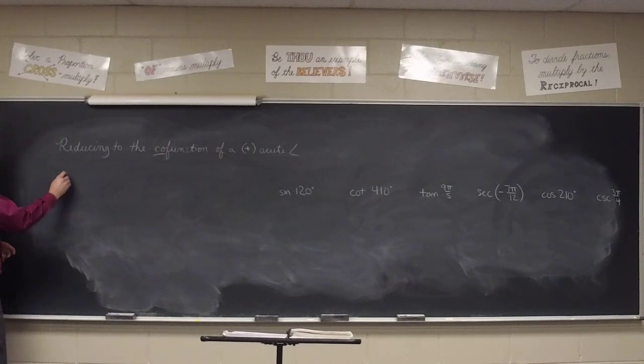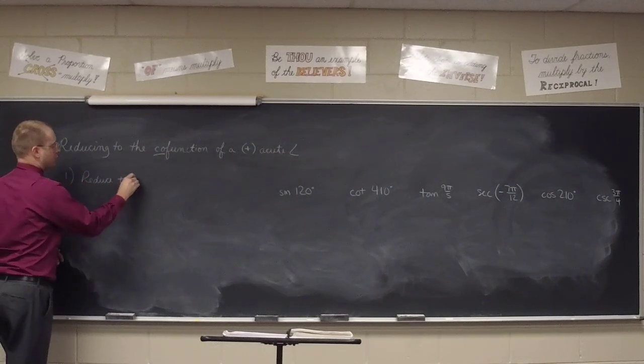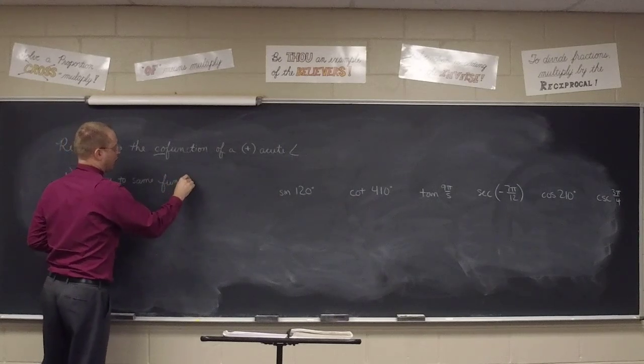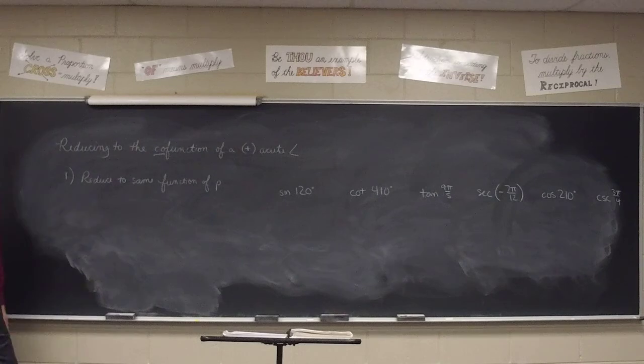Well, step number one is reduce to the same function. Reduce to same function of rho. In other words, do what you just did. The first step is all the stuff we just did. What quadrant, what's the reference angle, ASTC, all that stuff. And then we're just going to add a couple more steps to it. So basically this is what we were just doing, but with a couple additional steps.